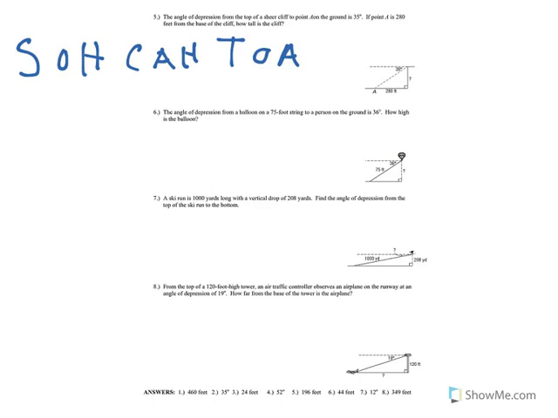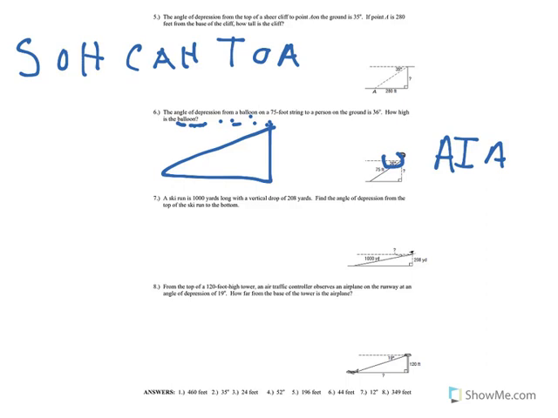Number 6 says the angle of depression from a balloon on a 75-foot string to a person on the ground is 36 degrees. How high is the balloon? So what you want to remember is if you look at what's given, that angle 36 is outside of the triangle you're really looking at. By alternate interior angles, you're actually going to put 36 down below. I'm going to redraw this just because that picture's a little small for me. But here's your angle of depression. This is your line of sight right here. So we're going to write 36 degrees inside this triangle.